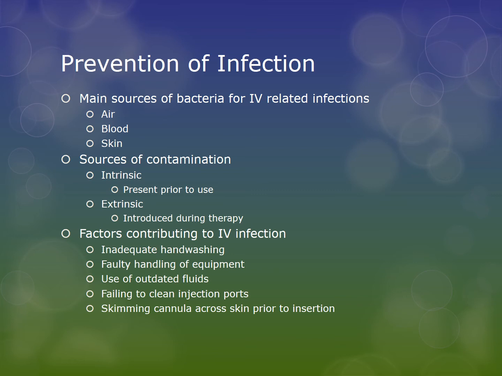And if there is some type of intrinsic, they'll do a recall on fluids, or they'll do a recall on something because they've realized that 2 or 3 things from the same lot number have had a problem. So that's when you'll see intrinsic stuff. Extrinsic is what we run into far more frequently. So what are some things that can contribute to an IV infection?